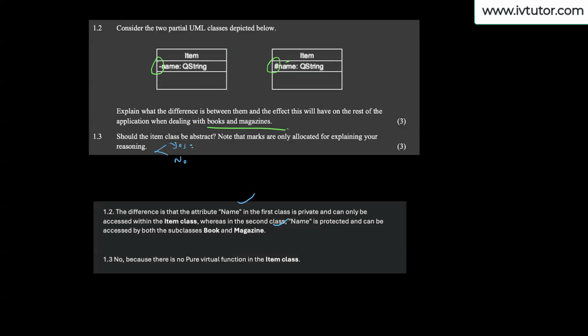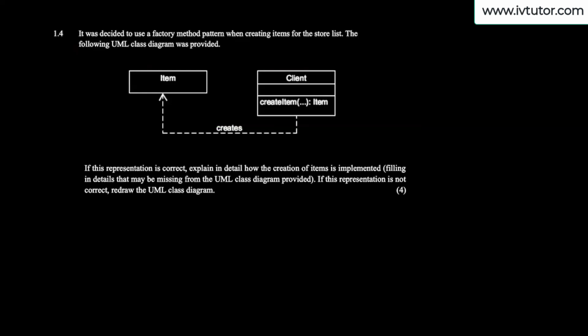So again, it could be abstract. If you say it's abstract, you are simply explaining why you cannot have an item instance. If you say, no, it doesn't need to be abstract, you are simply explaining why it makes sense to have an item class to be able to make item instances. In both cases, you can still get 3 marks. So that's the beauty of a question like 1.3. There's no right or wrong answer there. It's all in your justification and explanation, proving that you do understand what an abstract class is.